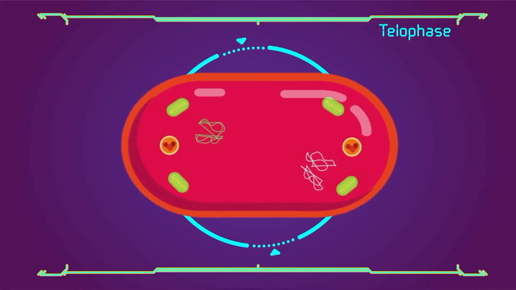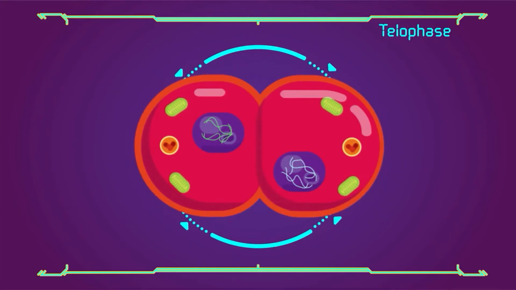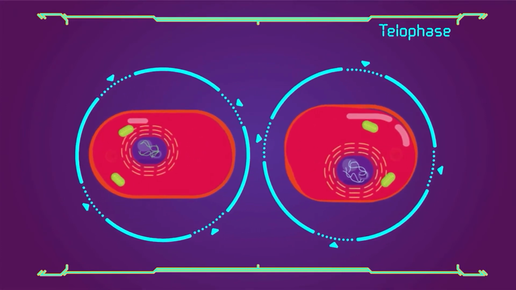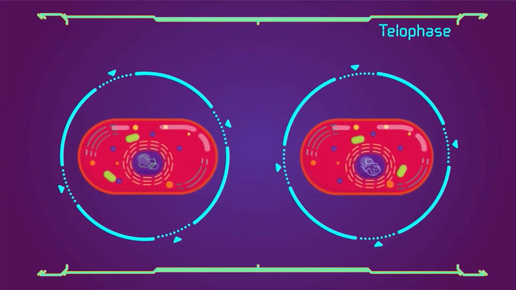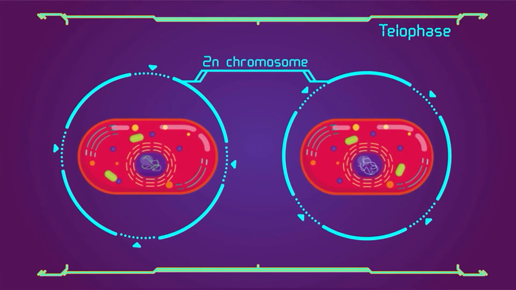This is the time when the nuclear envelope begins to synthesize again along the separated chromosomes. Cytokinesis pinches the cell membrane in the middle. Cell membrane closes in and splits the cell into two. Now we have two separate cells, each with half of the original DNA.